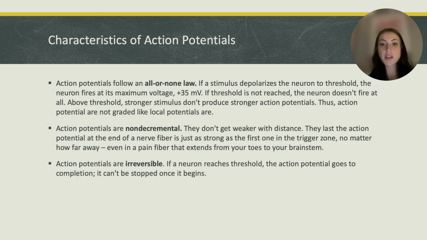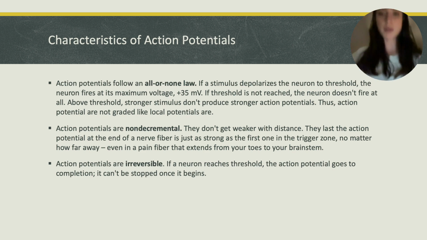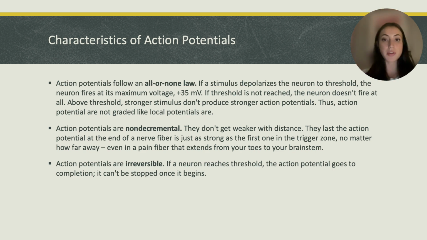Some characteristics of action potentials. They follow an all or none law, which means if a stimulus depolarizes the neuron to reach threshold, the neuron fires at its maximum voltage of 35 millivolts. If threshold is not reached, the neuron does not fire at all. Above threshold, stronger stimuli don't produce stronger action potentials. Thus, action potentials are not graded like local potentials are.